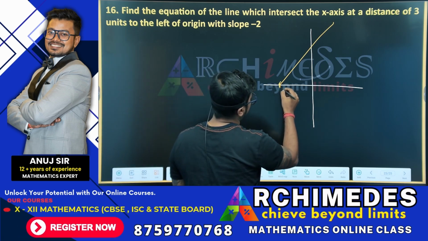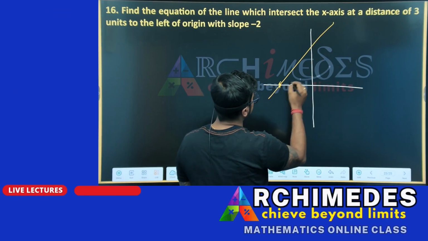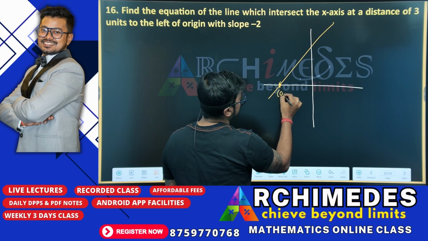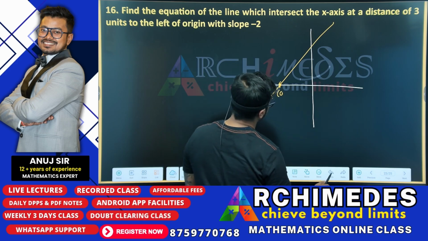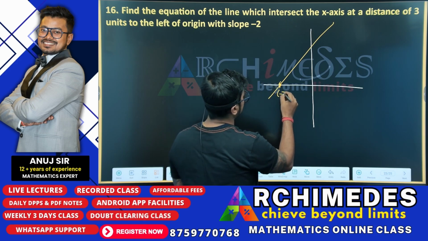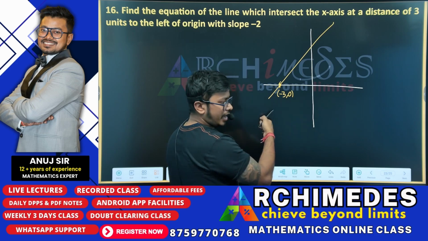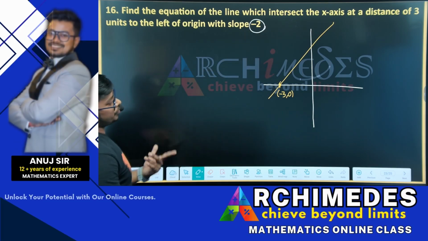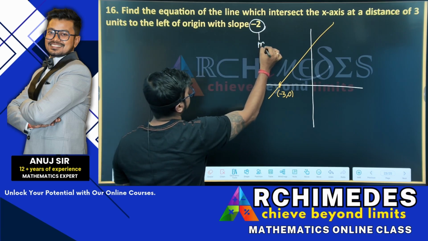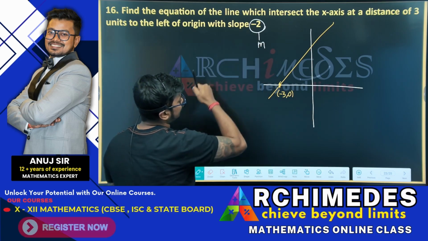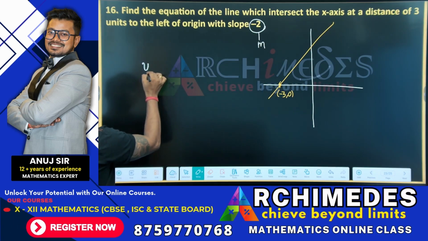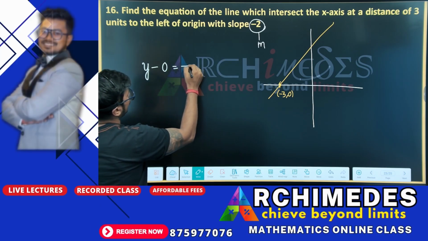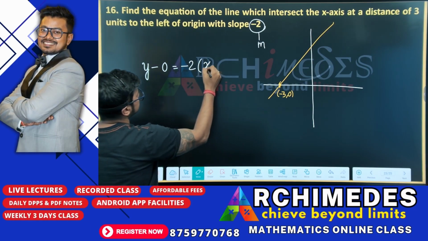So can we say that if it cuts the x-axis at a distance of 3 units, what point is this? The point is -3, 0. Now, this point you have, and the slope is also given. This is very easy. This m is given, so I'm using the same form, point slope form. What is the point slope form? y minus y1, that is 0, equals slope, that is -2, into x minus x1.